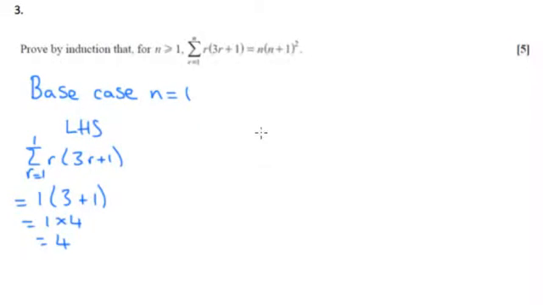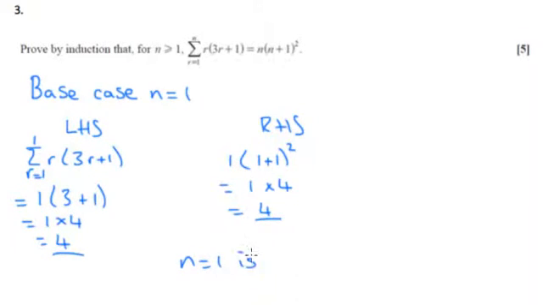Over on the right hand side, when n equals 1, what do we get? We're going to have 1 times 1 plus 1 all squared, which is 1 times 2 squared, which is 1 times 4, which is 4 again. So we get 4 both times. So it is correct. So n equals 1 is true.